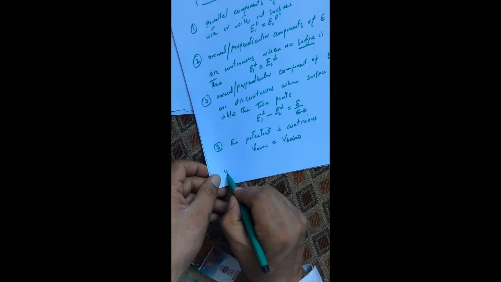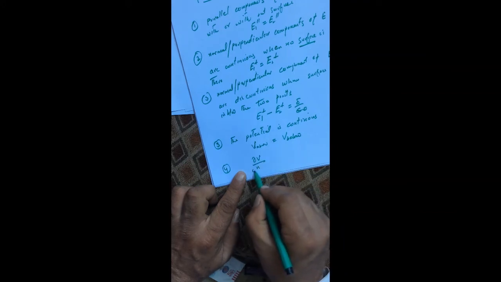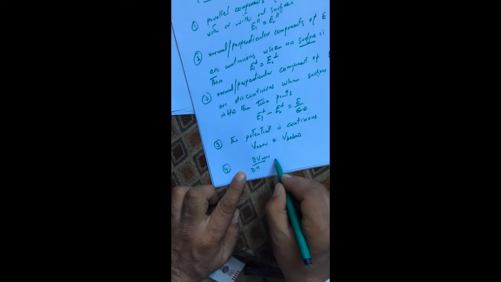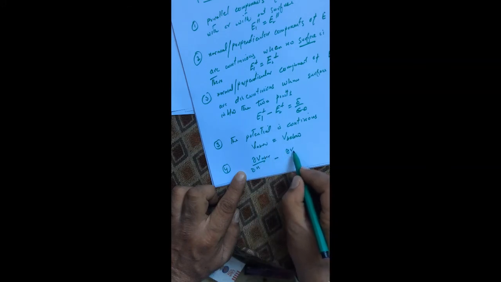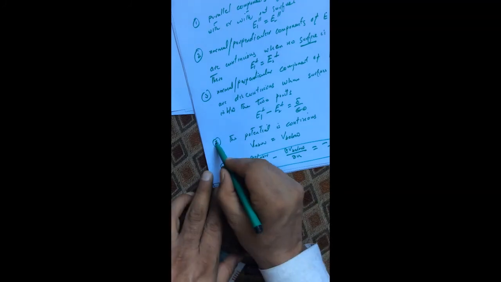While the most important is that the gradient or the normal derivative of potential above and below the surface are discontinuous, and the discontinuity factor is sigma divided by epsilon. So we have these conclusions from boundary condition of electrostatics.